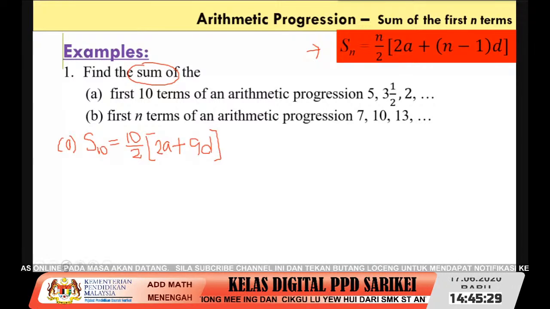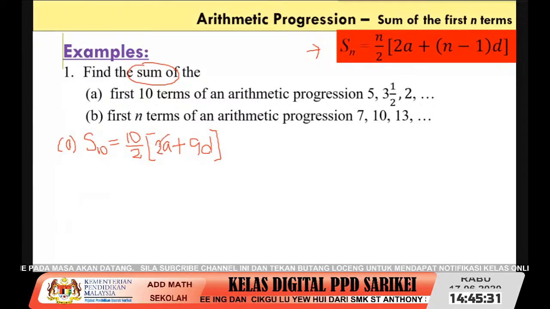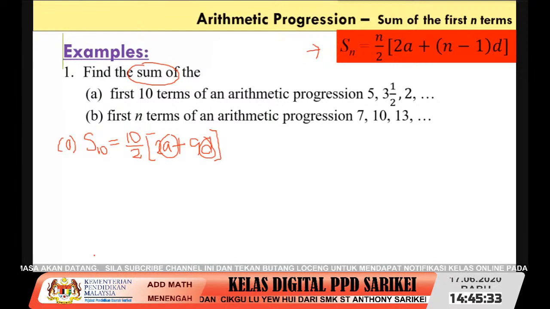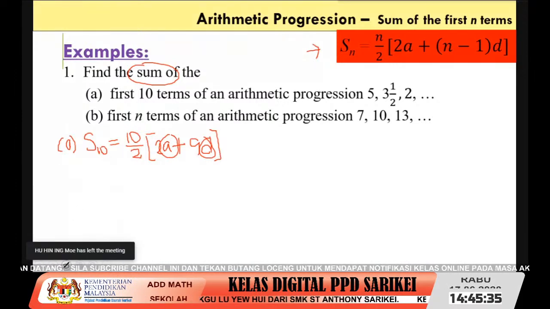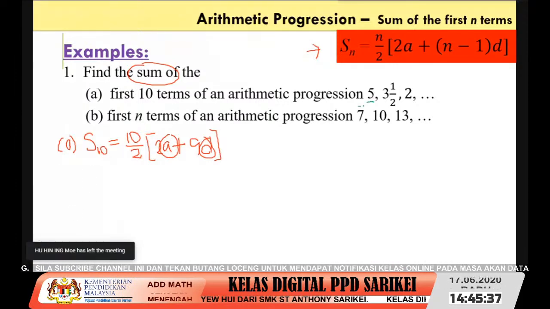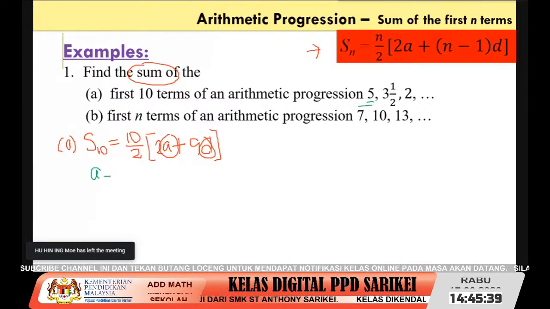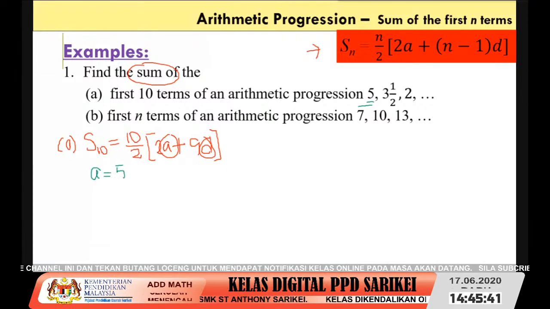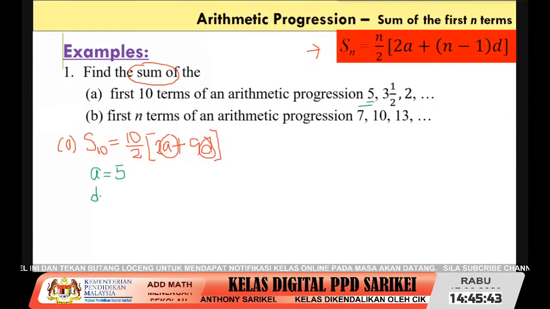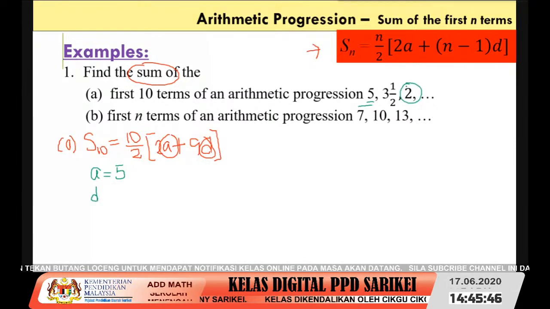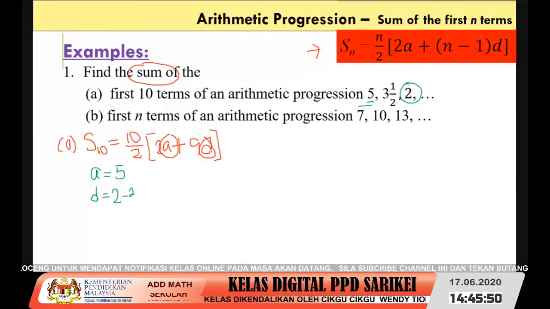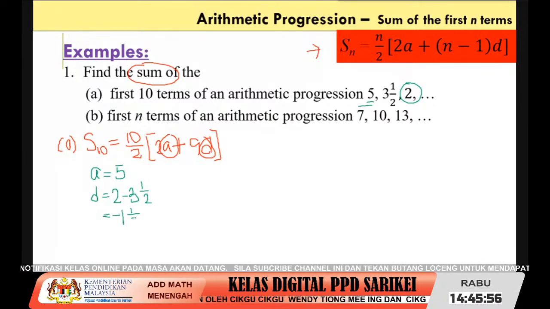So masalah sekarang kita mesti cari a dengan d. So macam mana nak cari a? a is the first term. a is equal to 5. Next, common difference. Okay lah, kali ni mungkin cikgu pilih 2. Common difference, the term minus the previous term. 2 minus 3.5, negative 1.5. Jangan takut dengan pecahan. Ini boleh guna calculator.